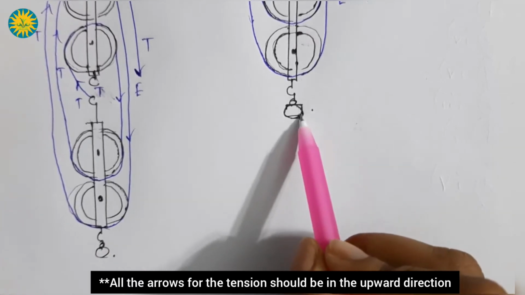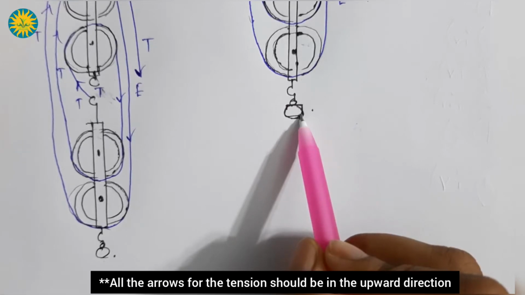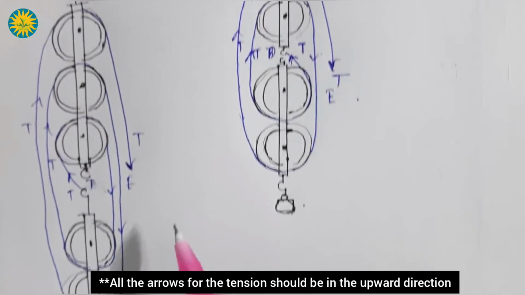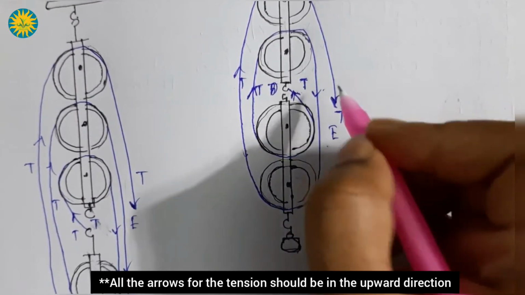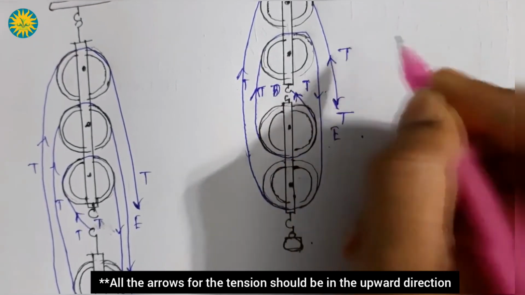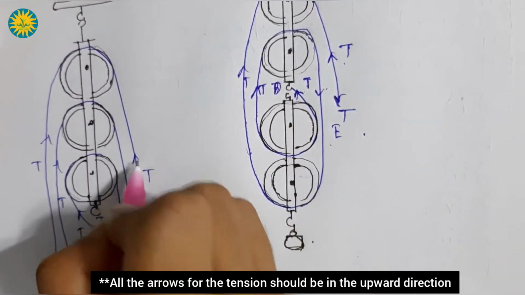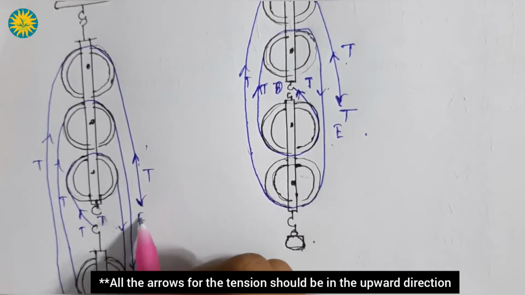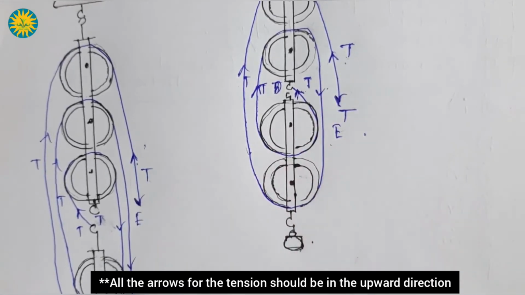Load is attached to the movable block, that is, the load is attached to this movable lower block, and you will apply the effort from this free end. Okay, here you will have one T that is going to act in the upward direction, and here also this T will be in the upward direction, and effort will be in the downward direction. Okay, so there will be one more T over here.